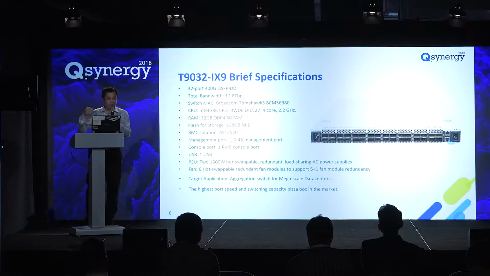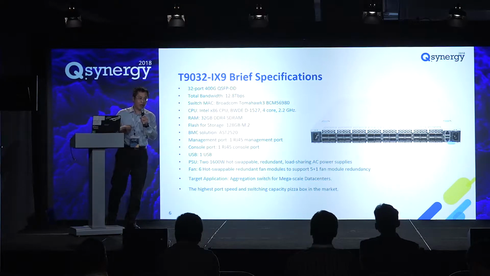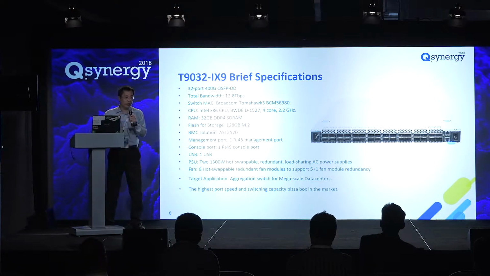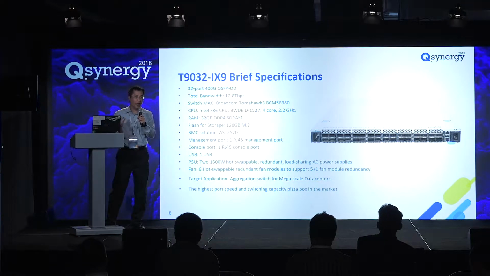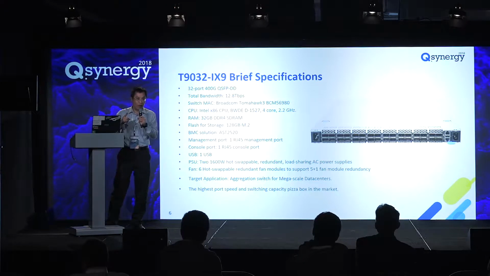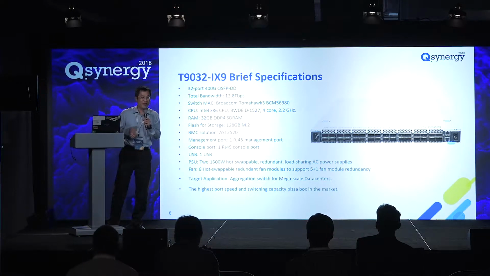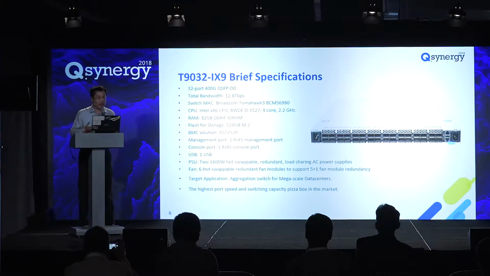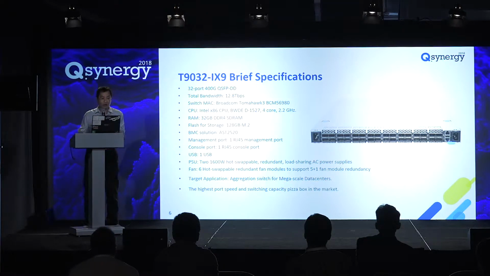So the story behind today's breakout session is about the speed and the features. The speed is about how to increase the speed without any penalty on signal quality and cost. The first box I want to introduce to you is about the speed. This is our 400 gig switch. The name is T1932IX9, which can provide 32 ports of 400 gig.